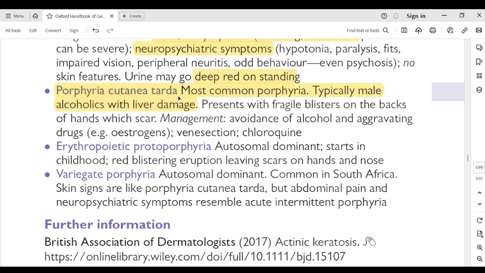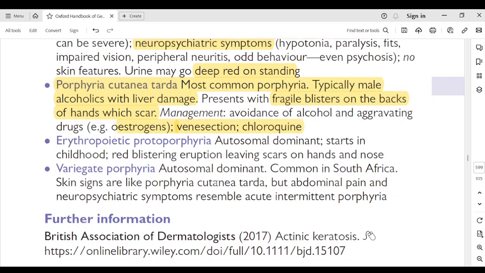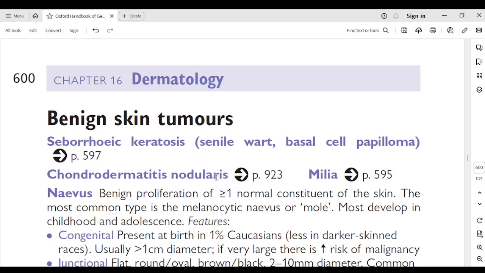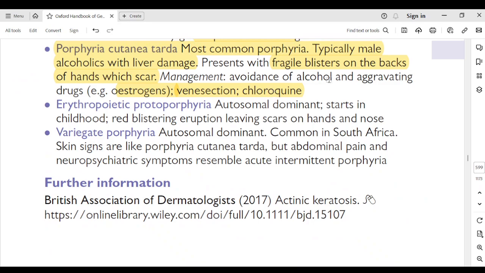Porphyria cutanea tarda is the most common porphyria, typically in male alcoholics with liver damage. It presents with fragile blisters on the back of the hands with scarring. This is porphyria cutanea tarda. Management: avoidance of alcohol and aggravating drugs, for example estrogens; venesection and chloroquine.